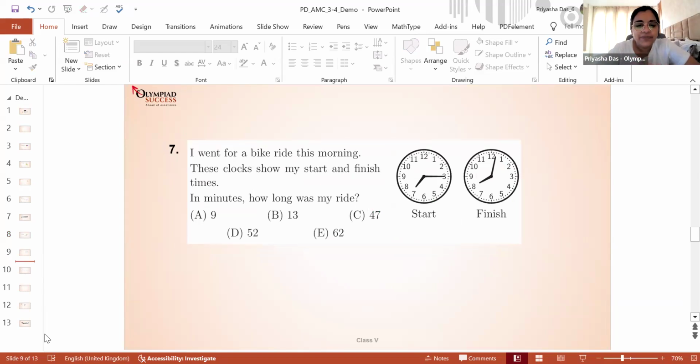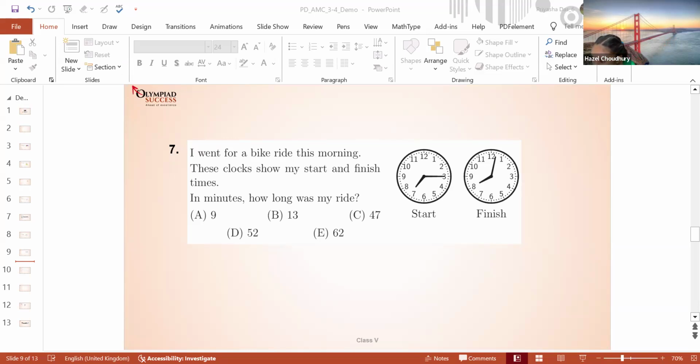Okay, this is time, Hazel. Let's try time. I went for a bike ride this morning. These clocks show my start and my finish times. In minutes, how long was my ride? So the start time is 3:35 and the finish time is 3:10. Look at which hand is the hour and which is the minute. I mean, 7:15. Yeah.